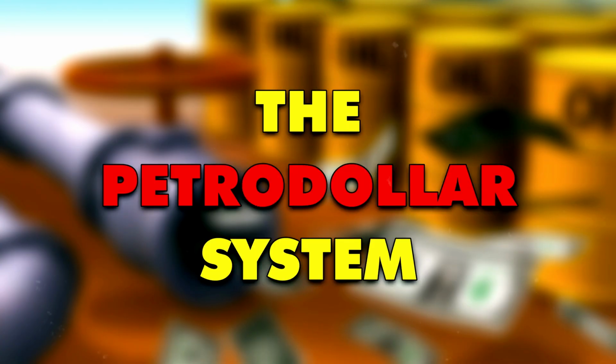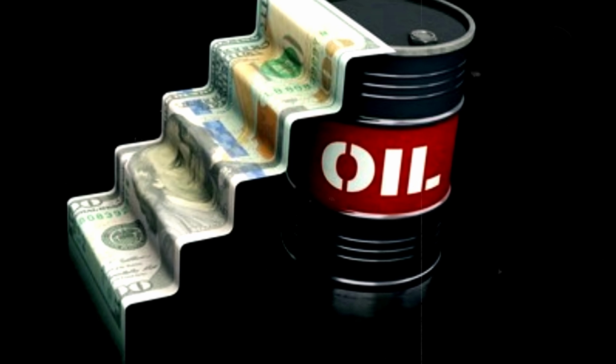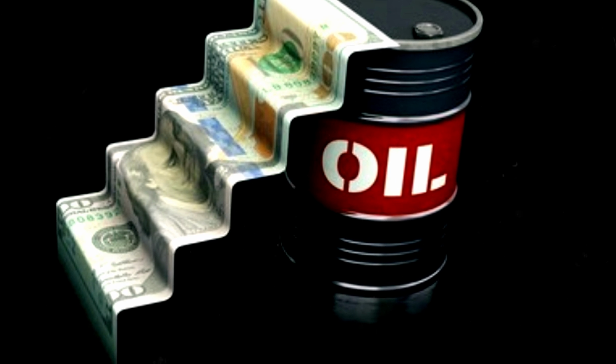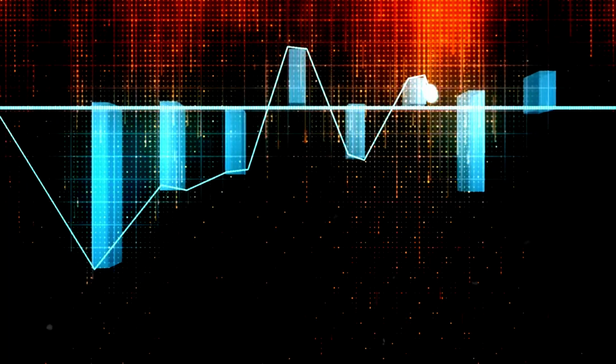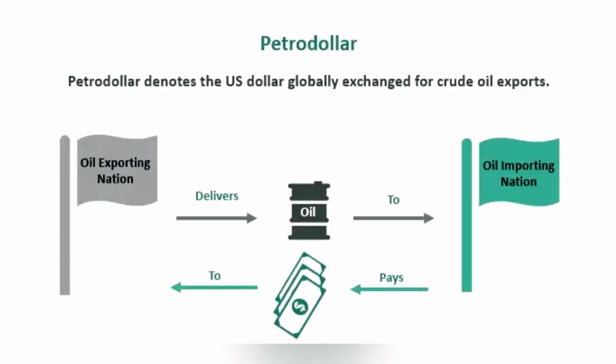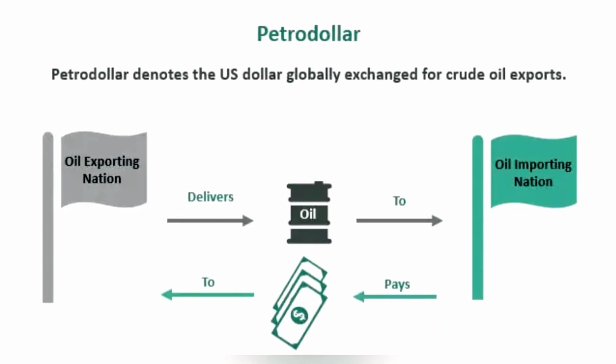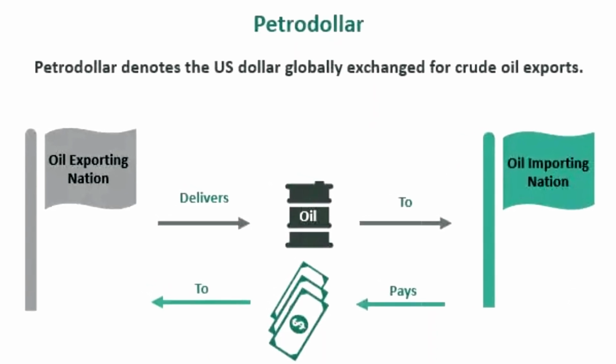4. The petrodollar system, where oil transactions are primarily denominated in U.S. dollars, has further entrenched the dollar's role in global trade and finance. This system, established in the 1970s, has reinforced the dollar's dominance and made it crucial for energy exporting countries to hold significant dollar reserves.